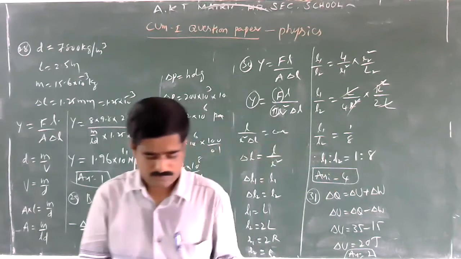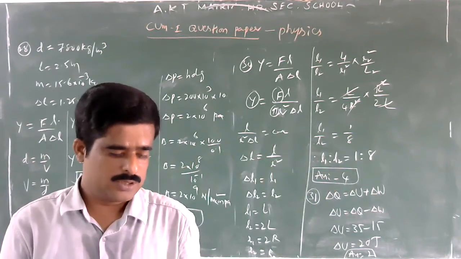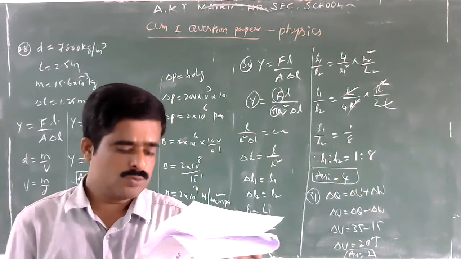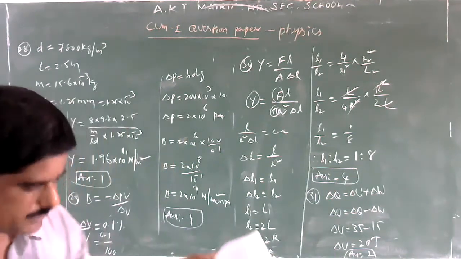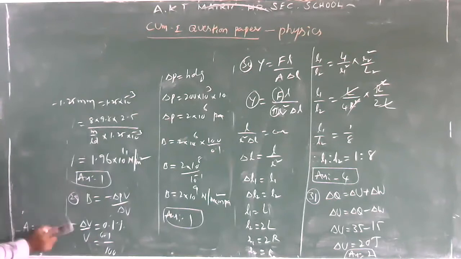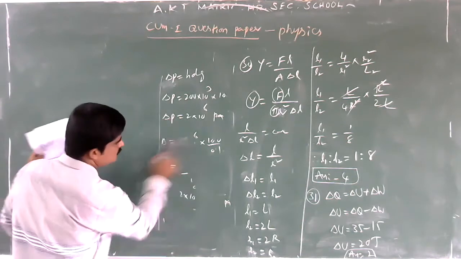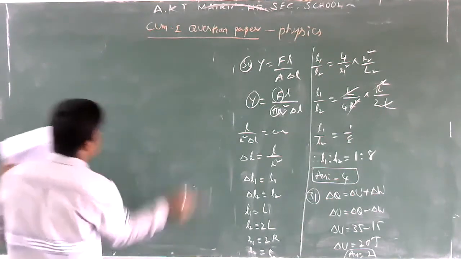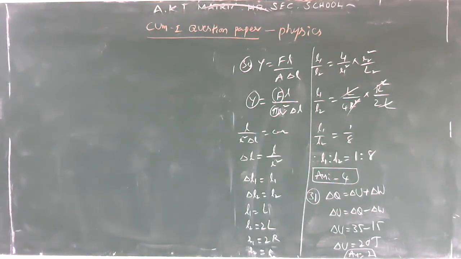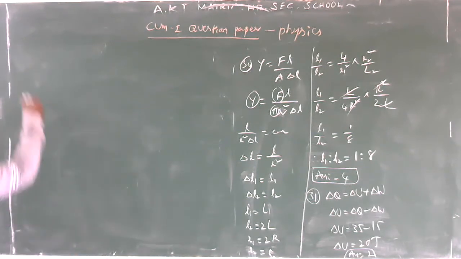Next, 32. Where R is the universal gas constant, the amount of heat needed to raise the temperature of 2 moles of an ideal monatomic gas from 273 Kelvin to 373 Kelvin, when no work is done. Here R is the gas constant. Now how much amount of heat is required?